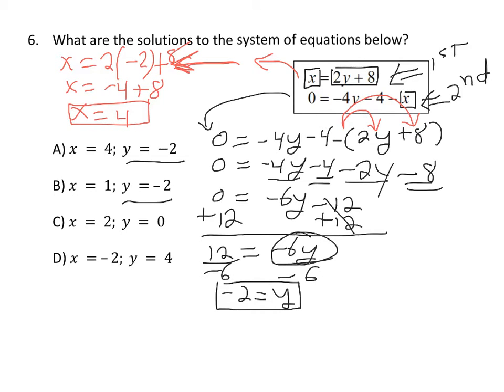So x is positive 4, y is negative 2, and that would be choice number, or the first choice, which is A. There you go. That's how you solve this kind of problem.